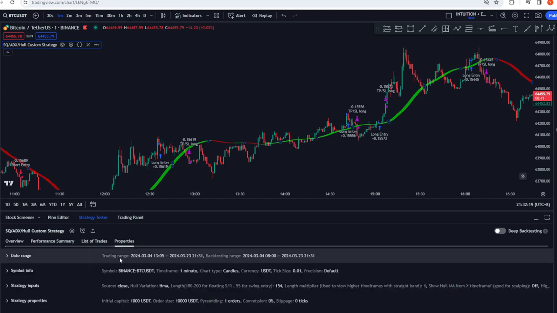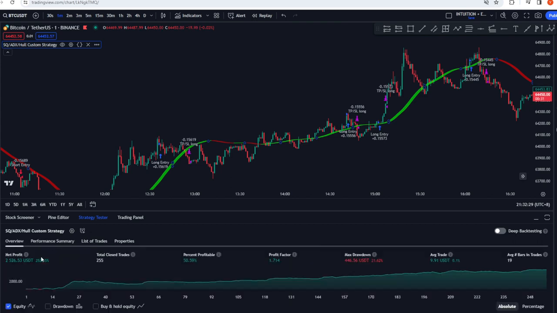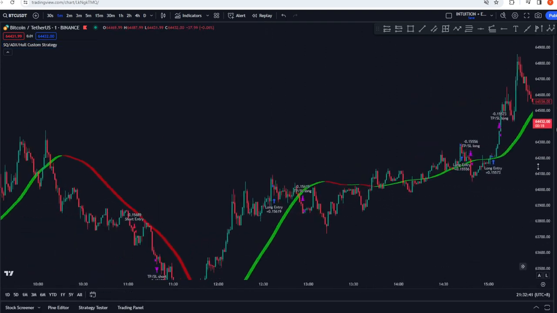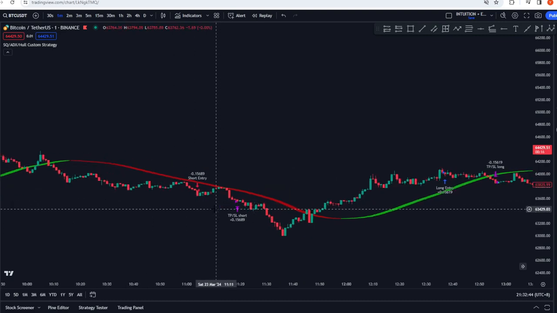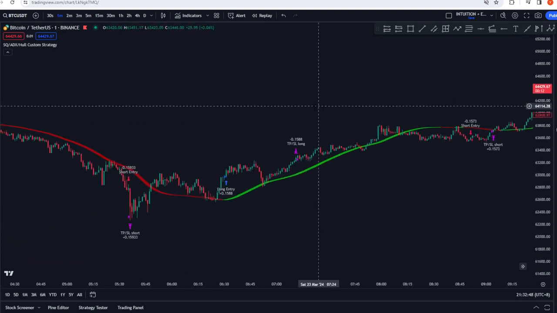Looking at the properties, the data range, we traded from the 4th of March up to the 23rd of March. That is roughly 18 to 19 days, and we managed to make 250%. As you can see from the equity curve, there is a sharp increase and then a steady increase up to where we are now, which is 3.6k from a $1,000 account. So I'm going to show you how this strategy works. This strategy is made out of 3 main components.